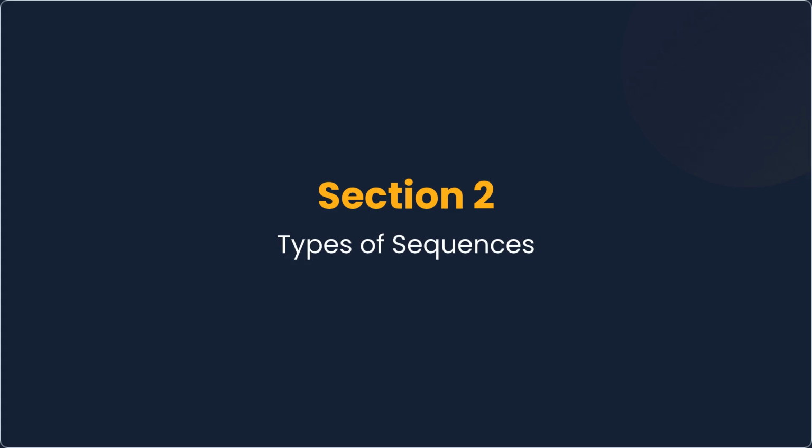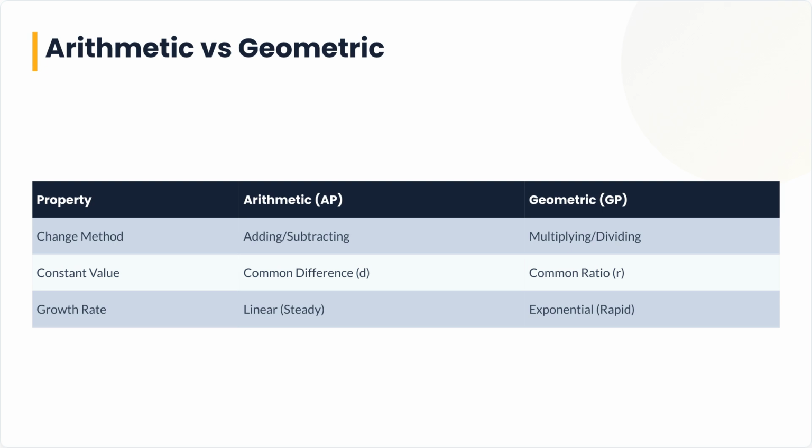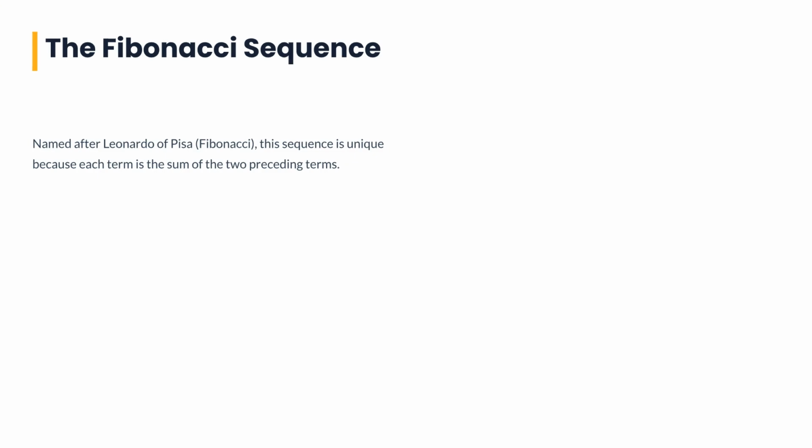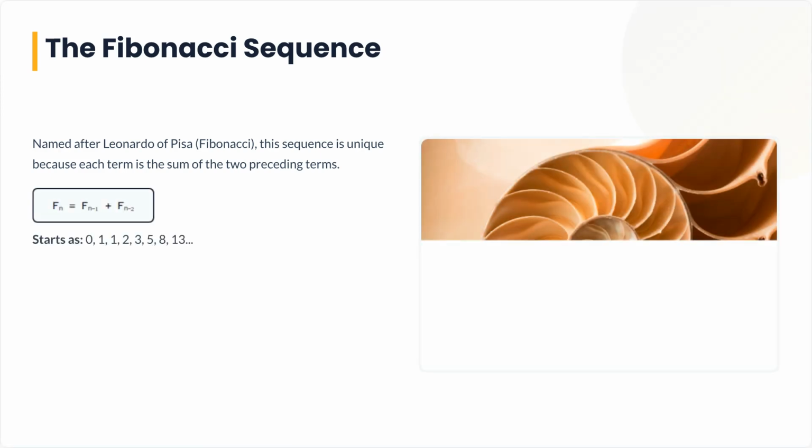Moving to Section 2, we explore different types of sequences. Arithmetic and geometric sequences differ in how they change. Arithmetic sequences use addition or subtraction, while geometric sequences involve multiplication or division, leading to exponential growth. The Fibonacci sequence is unique. Each term is the sum of the two preceding terms, starting with 0, 1, 1, 2, 3, and so on.